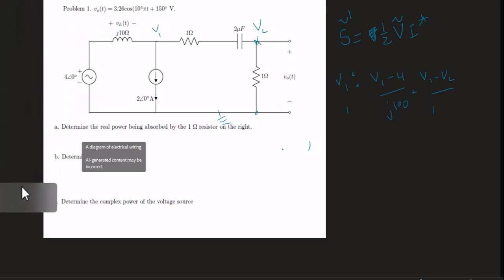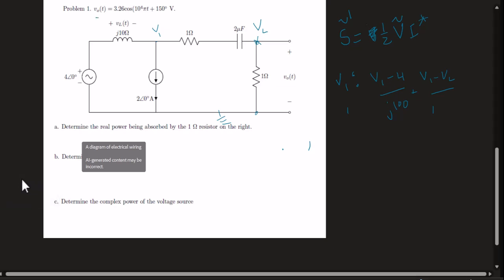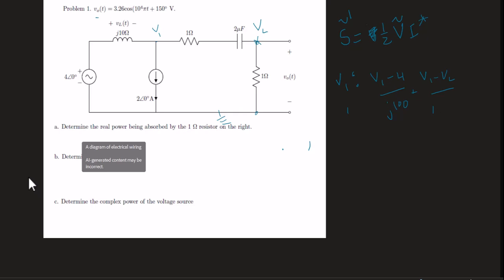So, oh, wait a minute. I don't need to find the voltage because I'm given the voltage; it was hiding underneath the recording controls. Okay, so I don't need to find it. Hopefully, there was a mention of a type of error earlier, and hopefully this problem does not have that type of error, and if we were to find the voltage, we would find that it would be 3.26 angle 150, but we're just going to say that is what we have.